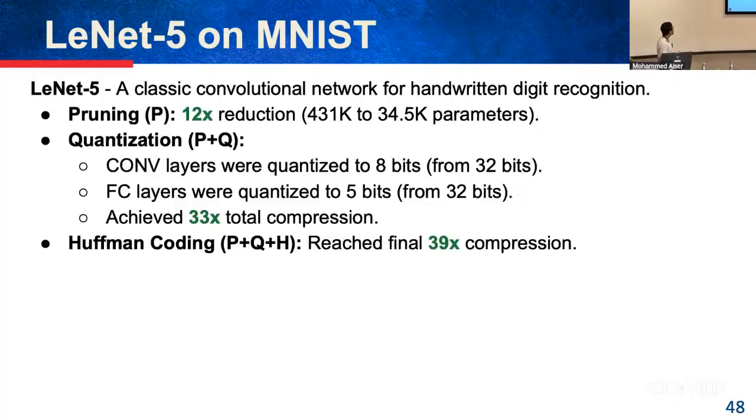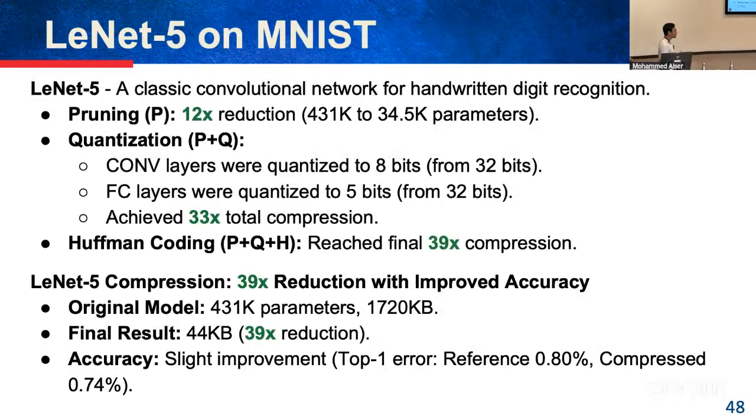And now LeNet-5. This is the one with a convolution network in it. First up, after applying the pruning, they were able to reduce the parameters from 431,000 to 34.5 thousand, resulting in a 12x reduction. And in the quantization part, now this is a bit different.